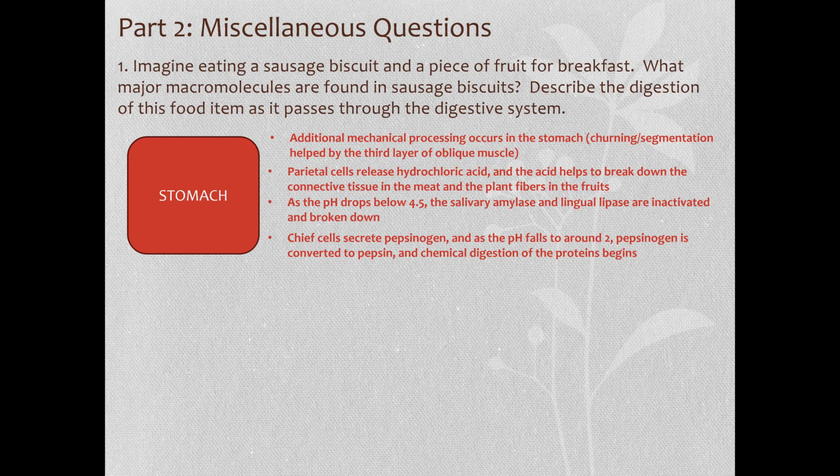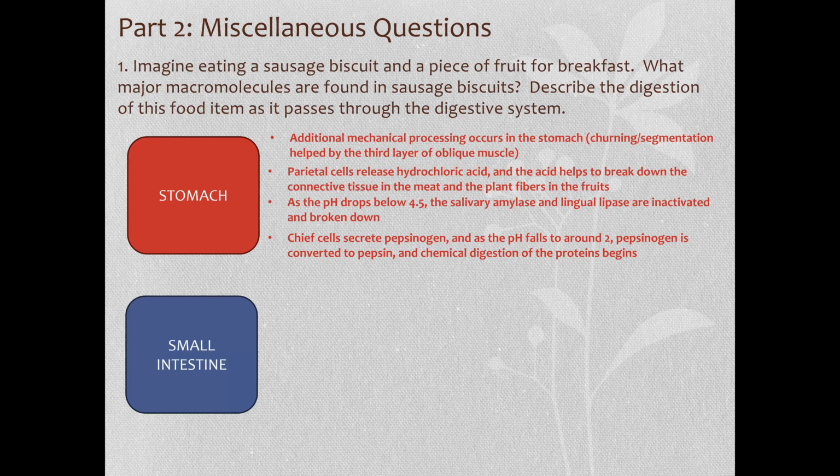And then the chief cells are also secreting pepsinogen, and as the pH falls to around 2, pepsinogen is converted to pepsin, and chemical digestion of the proteins will begin. So then the stomach contents, which is called chyme, will move into the small intestine.